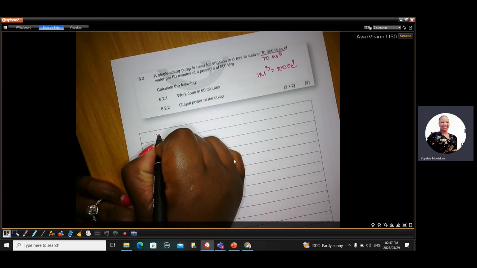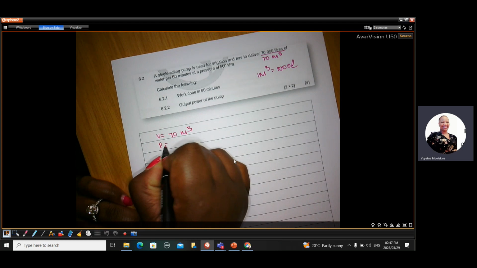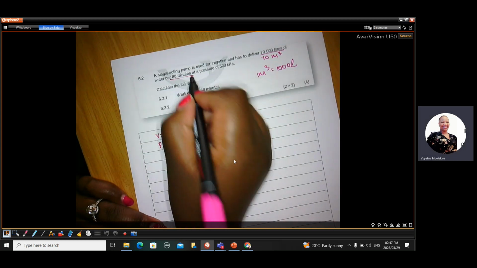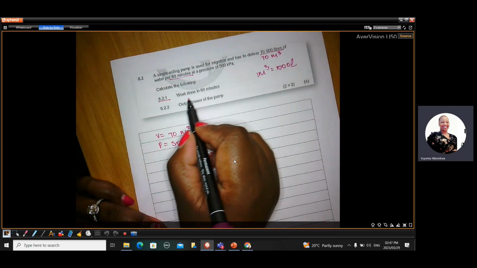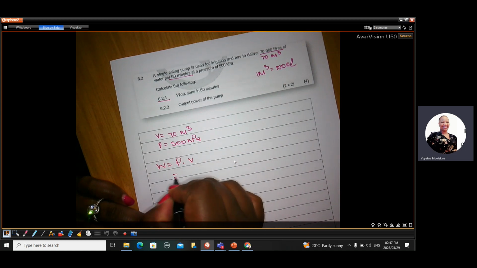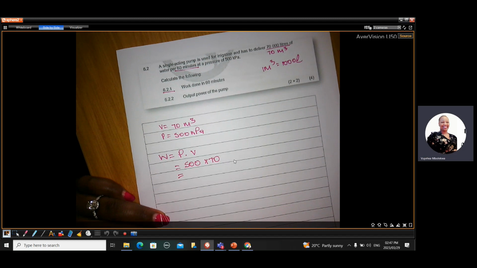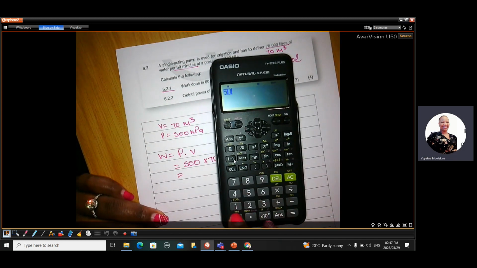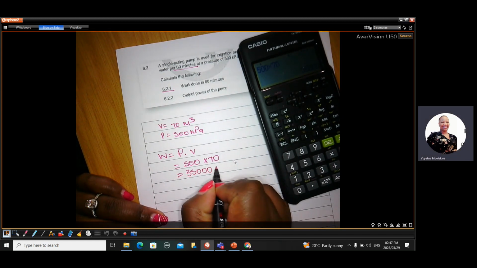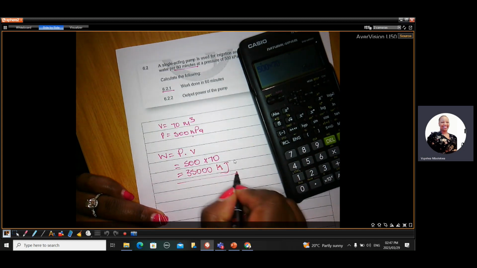So let's write down our givens. Volume is 70 cubic meters and the pressure is 500 kilopascals. This happens in 60 minutes. First question, calculate work done in 60 minutes. If we have pressure and volume, work done will be pressure times volume. Pressure is 500, volume is 70. So that's going to be 35000 kilojoules, because the pressure was in kilopascals.